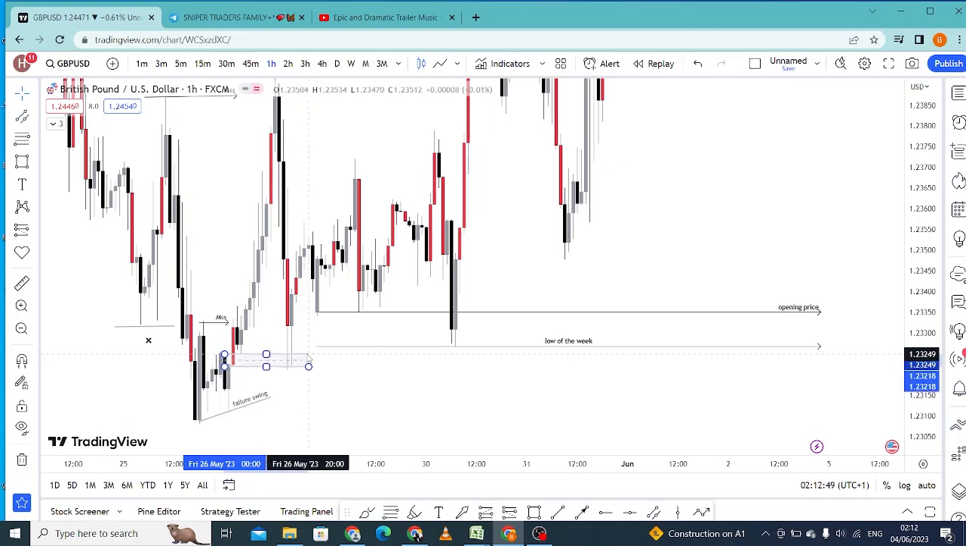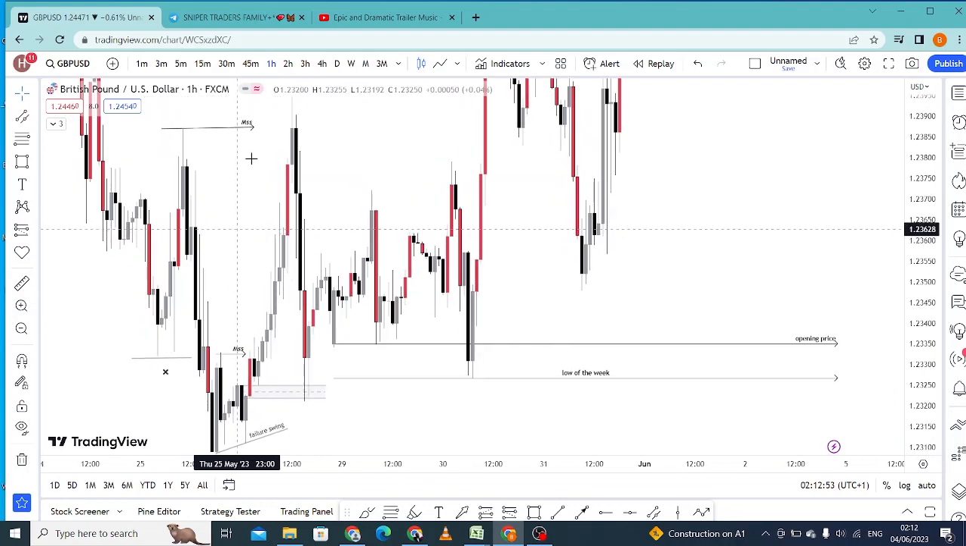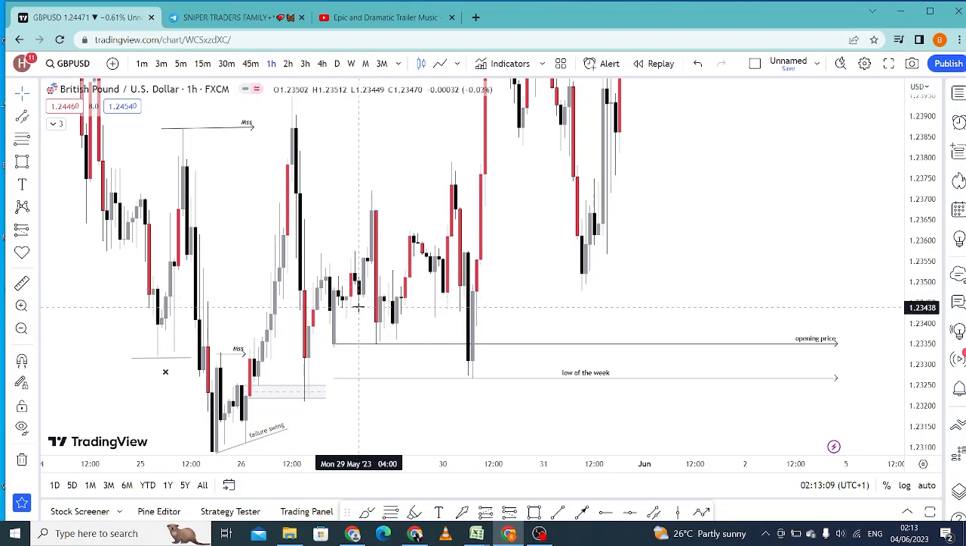So there was a repricing of this FEG here after a failure swing, and we have a market structure shift going on here. This was on what, Friday? It happened on Friday, and markets pushed and started consolidating and closed.